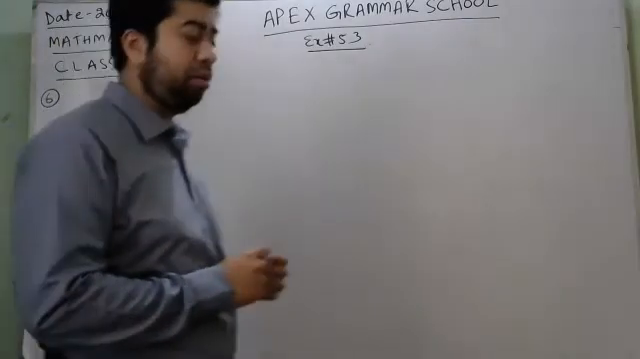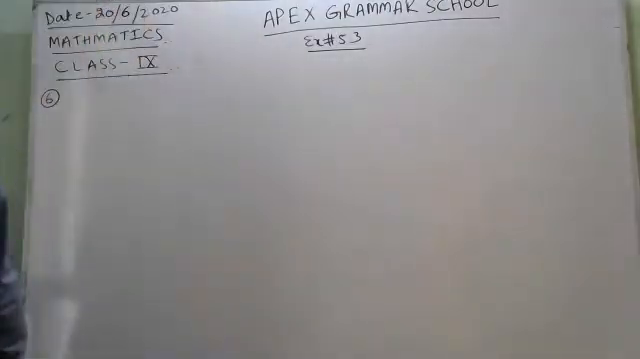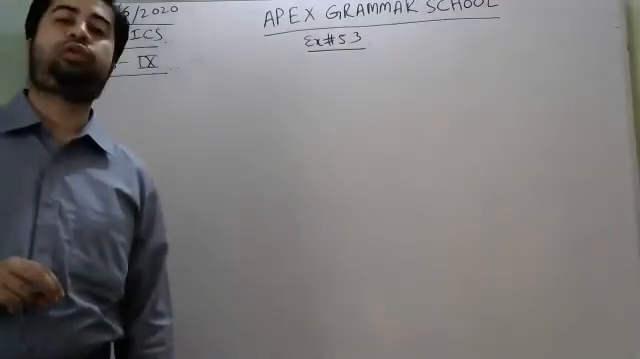Bismillahirrahmanirrahim. Today we will talk about exercise 5.3 of class 9 mathematics. We were at the stage talking about the previous situation.